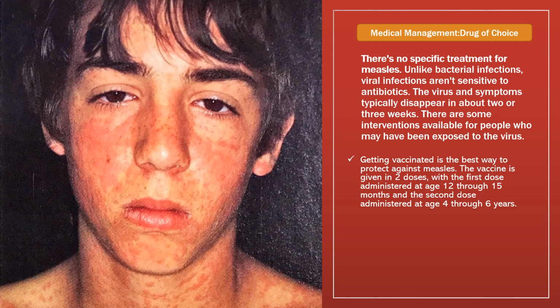There are some interventions available for people who have been exposed to the virus, but getting vaccinated is the best way to protect against measles. The vaccine is given in 2 doses, with the first dose administered at age 12 through 15 months and the second dose administered at age 4 through 6 years.